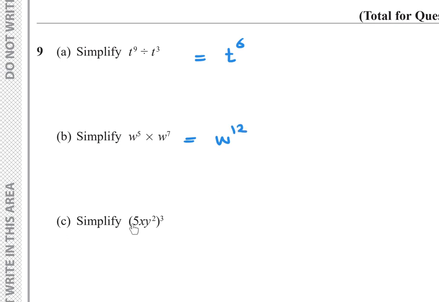C, simplify (5xy power 2) all power 3, so distribute the power. 5 power 3 equals 125. Now you have x power 1 and all power 3, so multiply the power. 1 times 3 equals 3, so x power 3, and y power 2 all power 3, multiply the power, so y power 6.